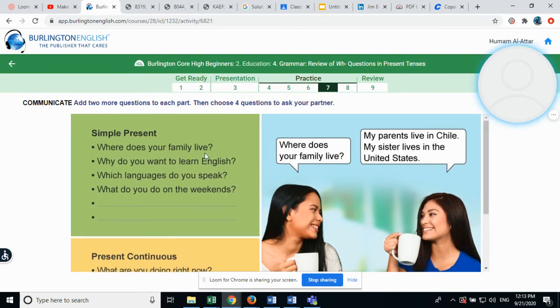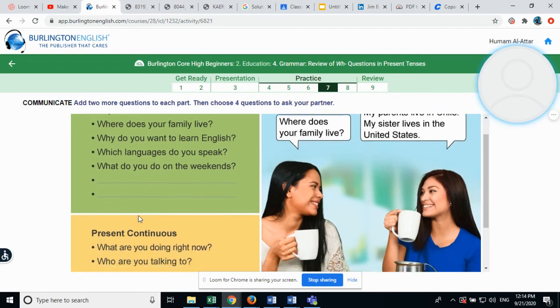Where does your family live? Why do you want to learn English? Which languages do you speak? What do you do on the weekend? Now it's your turn to write two more questions.